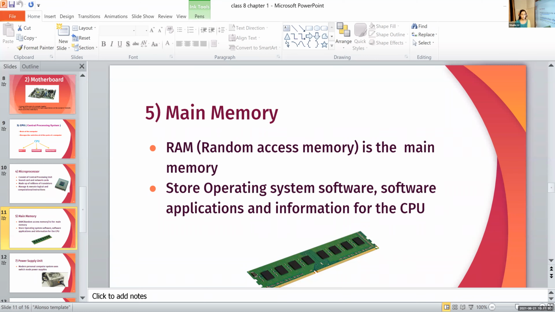Here you can see the picture of the RAM. It stores the operating system, then system applications and information for the CPU. It is a volatile memory. It is a temporary memory. As soon as the power goes, data will be lost.